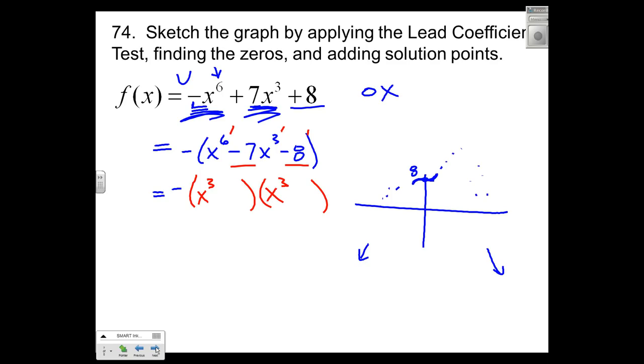Factors of negative 8 that add up to negative 7: negative 8, positive 1. Foil that in your head. We get x to the 6th. We get a plus 1x cubed. We get a minus 8x cubed, sure enough, and we get a minus 8.